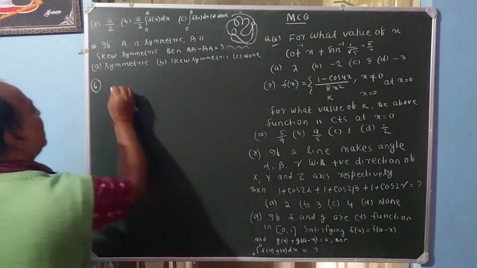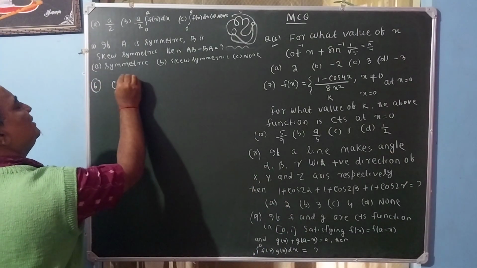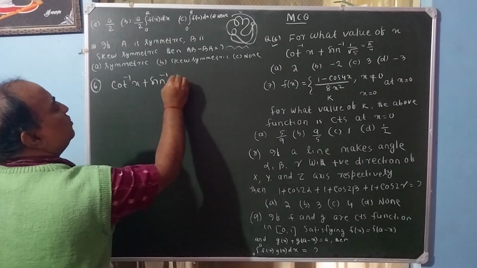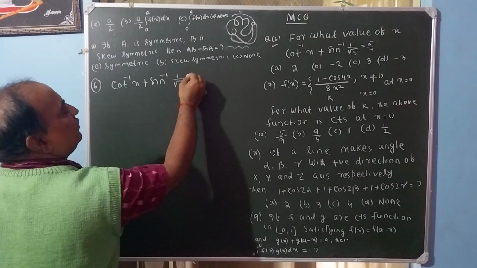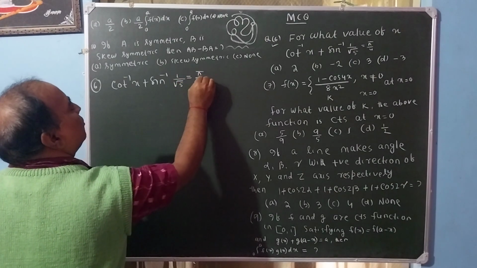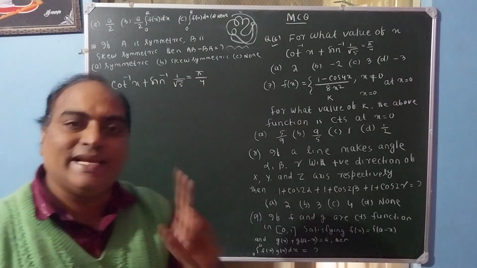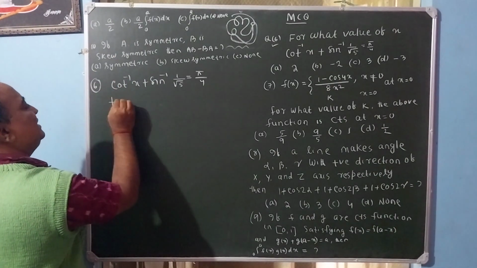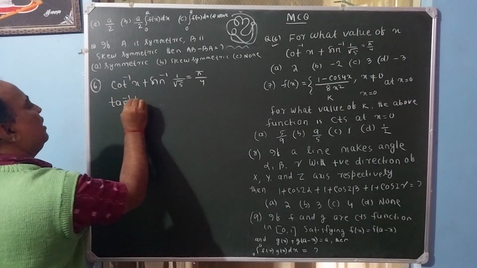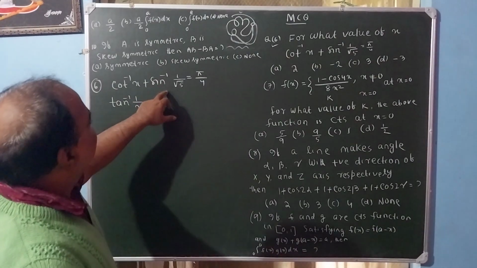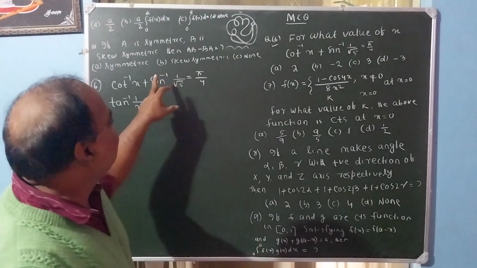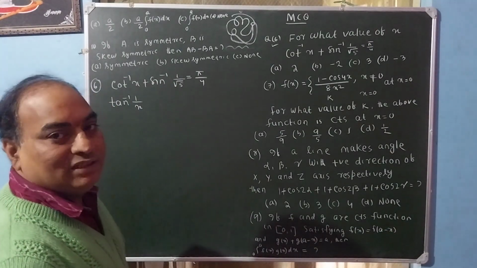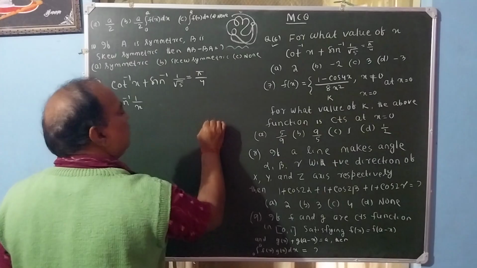Write down: cot inverse x plus sin inverse 1 by root 5 is equal to pi by 4. We know cot inverse x is equal to tan inverse 1 by x. Here, how do we convert sin inverse 1 by root 5 to tan inverse? So, you have to make one triangle.